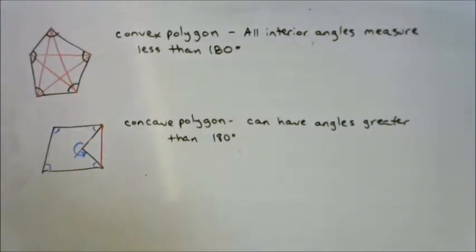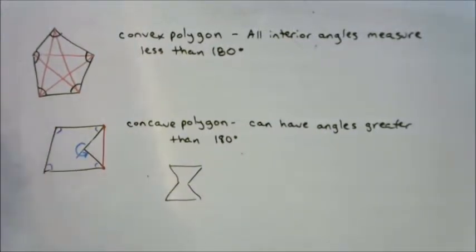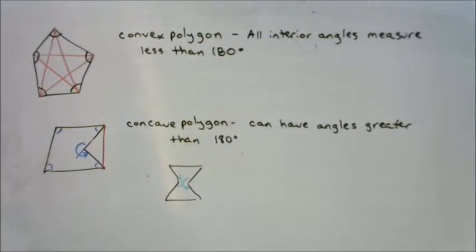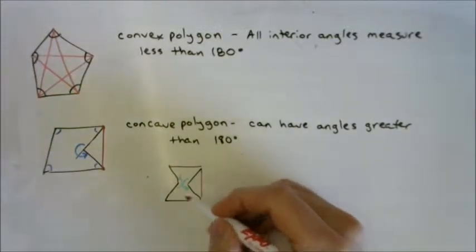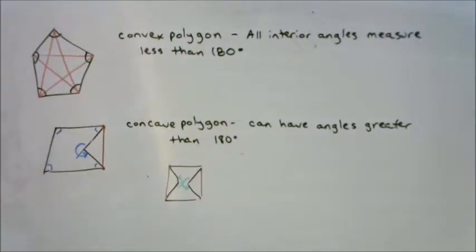Now, could it have more than one angle greater than 180 degrees? Yeah. It could. Okay? What would be a good example of that? A triangle. This shape right here. Okay? This interior angle is more than 180, and this interior angle is more than 180. Okay? Concave polygon. We can draw line segments connecting the vertices that fall outside the polygon. So that one has 2.